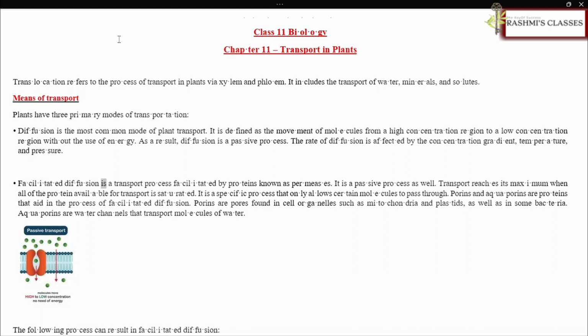Facilitated diffusion is a transport process facilitated by proteins known as permeases. It is a passive process as well. Transport reaches its maximum when all of the protein available for transport is saturated. It is a specific process that only allows certain molecules to pass through.